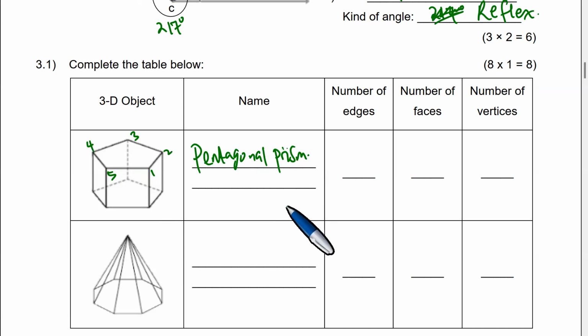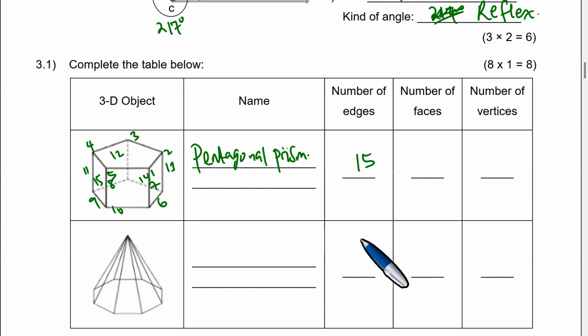Number of edges. How many edges are there? Five. Okay, let's count. So this is an edge. That's 1, 2, 3, 4, 5. The top has 5, the bottom also has 5, and then 6, 7, 8, 9, 10, 11, 12, 13, 14, 15. In other words, a total of 15 edges.